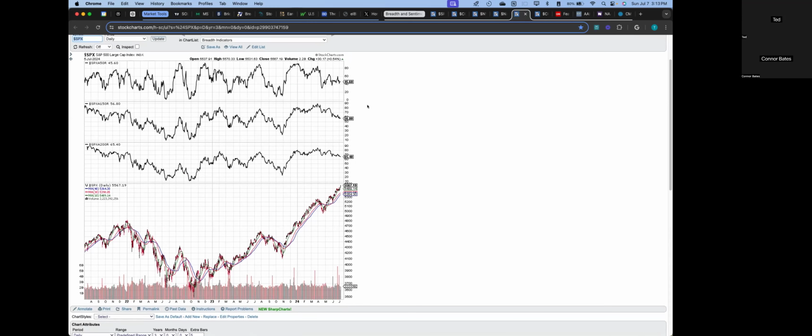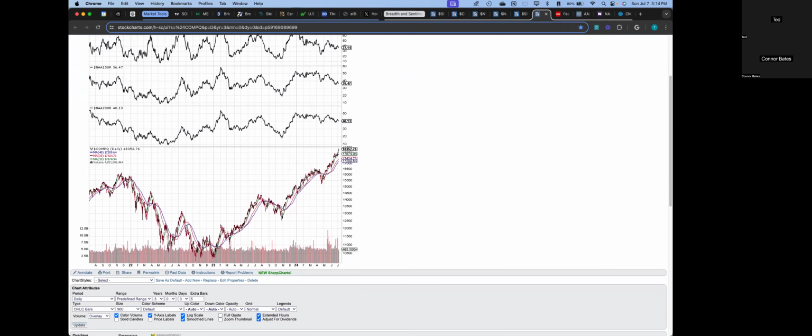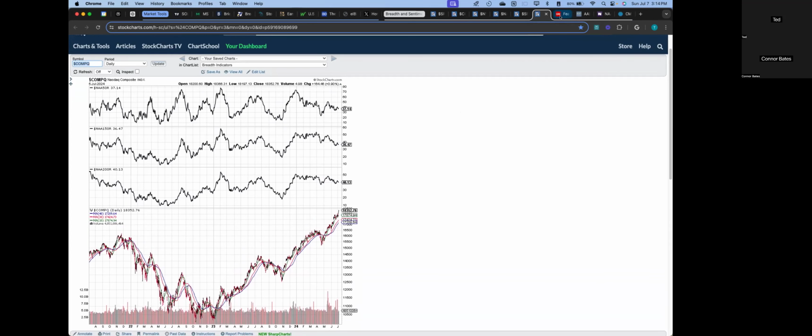We've talked about this for weeks now, but we still are seeing bearish divergence in the percentage of stocks above the 50-day, 150-day, and 200-day versus price. So we definitely need to see this resolve to the upside for us to expect that this index would hold up for a prolonged period of time. And same story here on the NASDAQ.